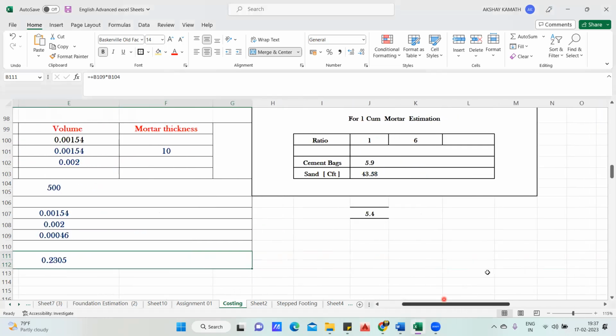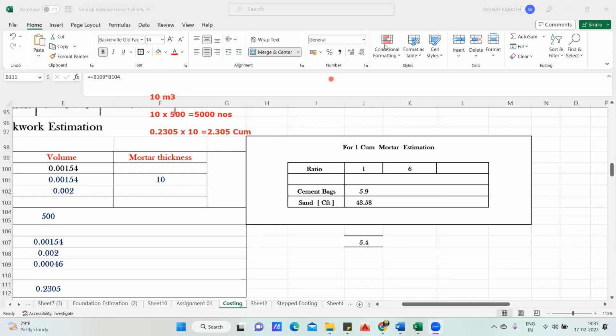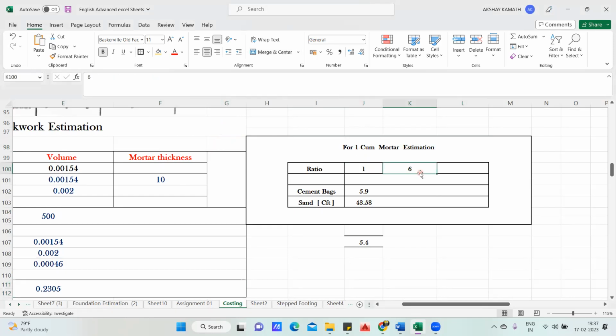Now whatever answer I told you, this is the total volume of mortar, no? But I don't know how much cement is required, how much sand is required. So for 1 cubic meter mortar estimation, I have a ratio of 1:6. What do you mean by 1:6? That is 1 part of cement and 6 parts of sand. Here you don't use aggregate like you use in concrete.